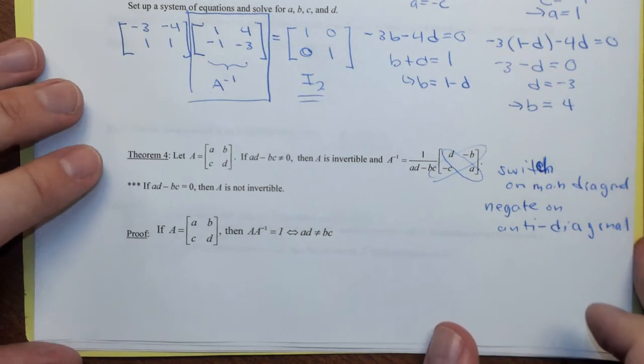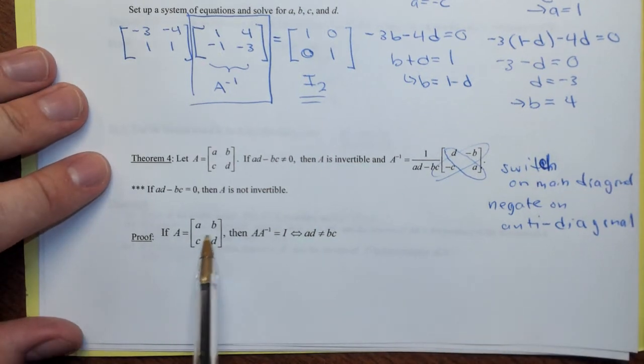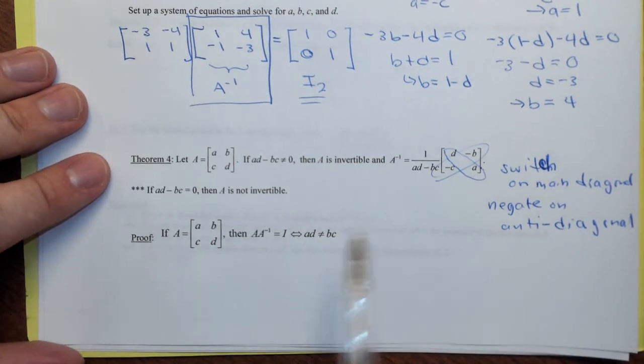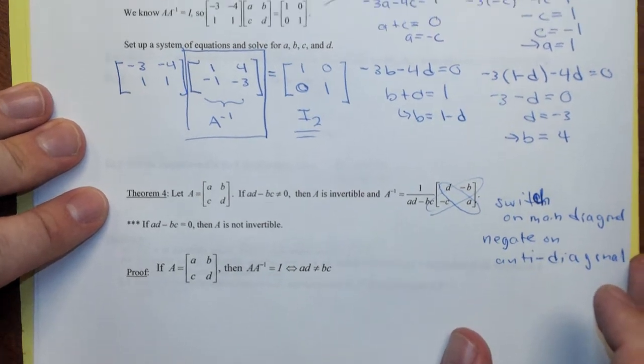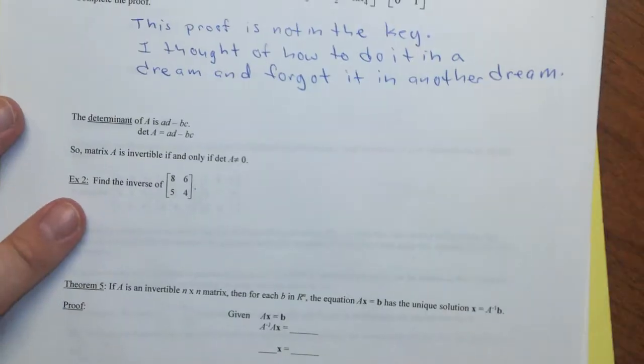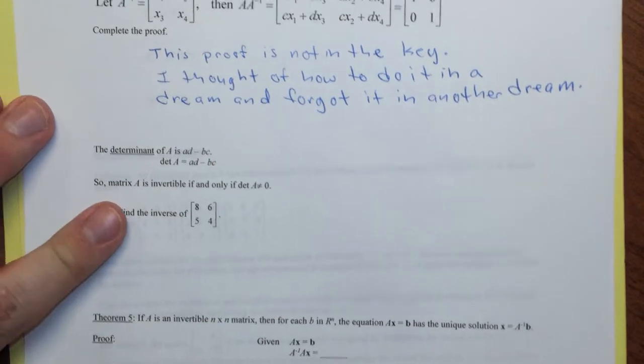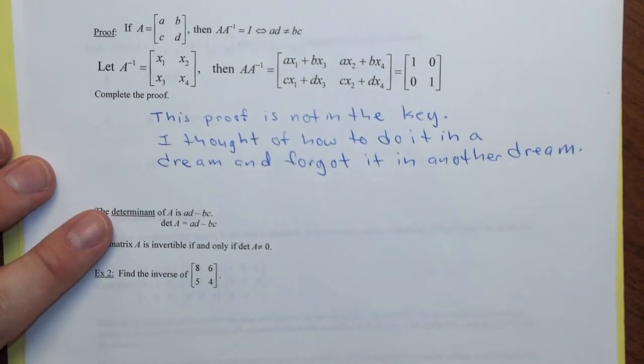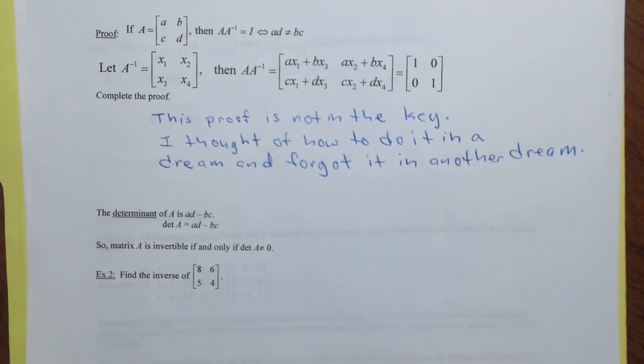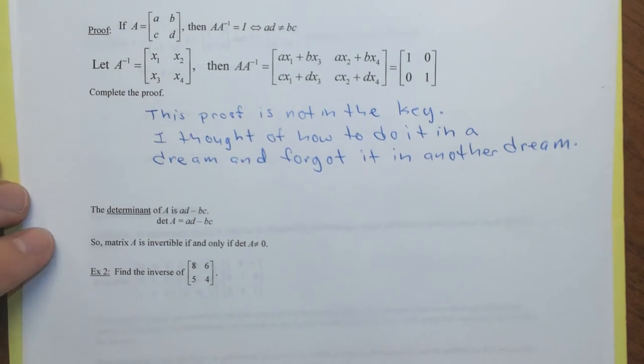Okay, so proof. If A is equal to ABCD, then AA inverse equals the identity matrix implies that AD does not equal BC. So, there's the proof. The proof is not in the key, and I don't remember how to do it. So, I'm just going to move on.